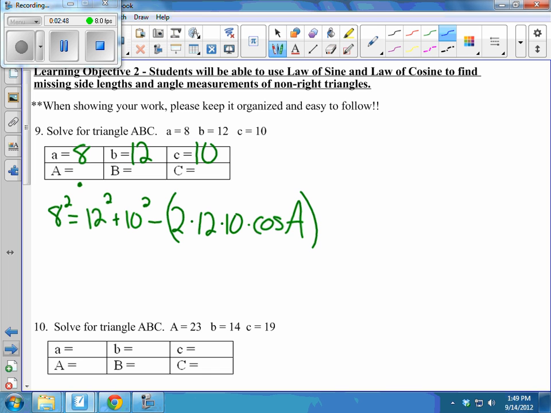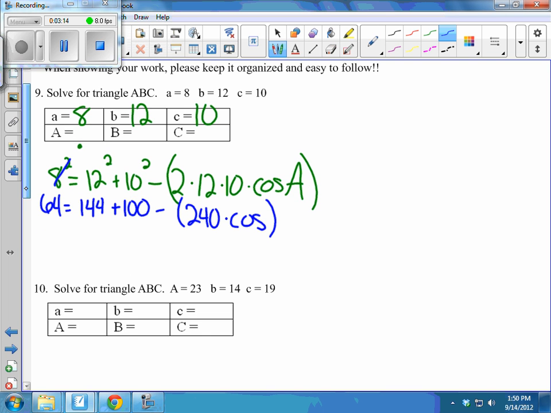Now I'm going to start cleaning this up so I can get A by itself. So I'm going to square everything. And even though I'm protecting the parentheses, I can multiply the numbers in the parentheses. So I'm going to multiply my 2, 12, and 10. And when I do that, I get 240. And at this point, just as a safety precaution, I'm going to add the opposite on my subtraction right here. I'm going to add and make that 240 and negative 240. The next thing I'm going to do is add up my 144 and 100.